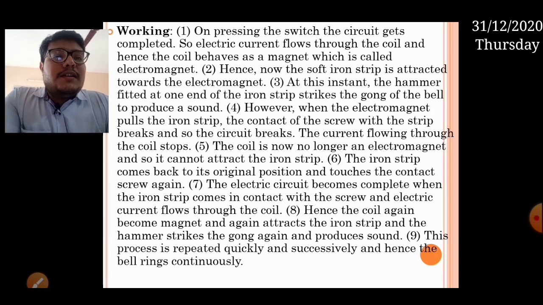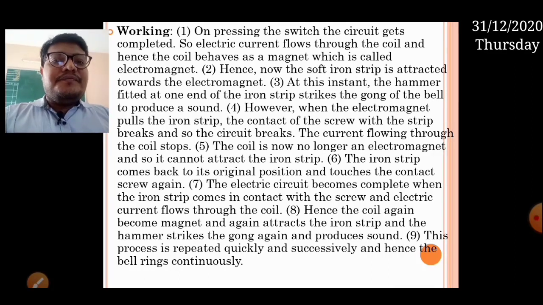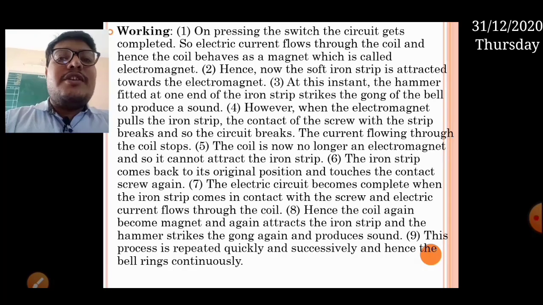Okay, see here again, number 5. The coil is now no longer an electromagnet, so it cannot attract the iron strip. The iron strip comes back to the original position and touches that screw again, right? When it touches back, the electric circuit becomes complete again.